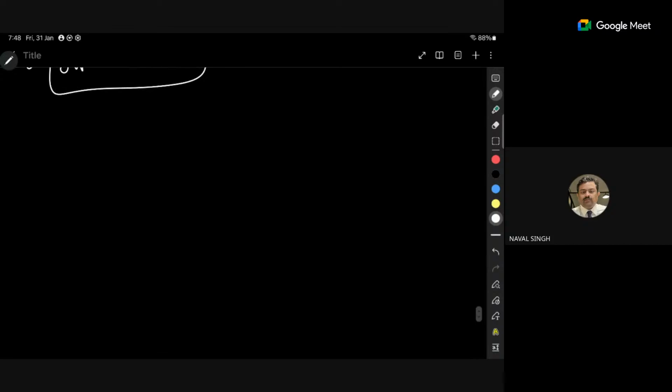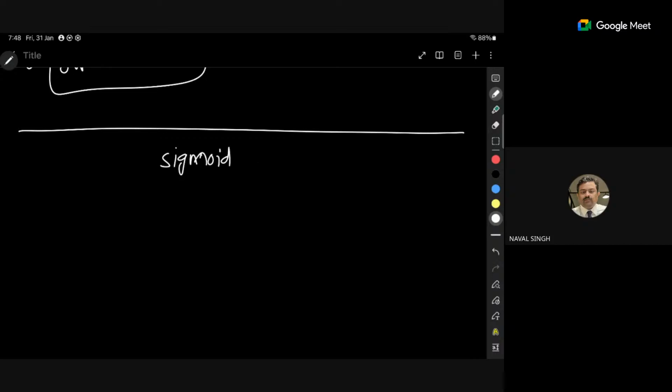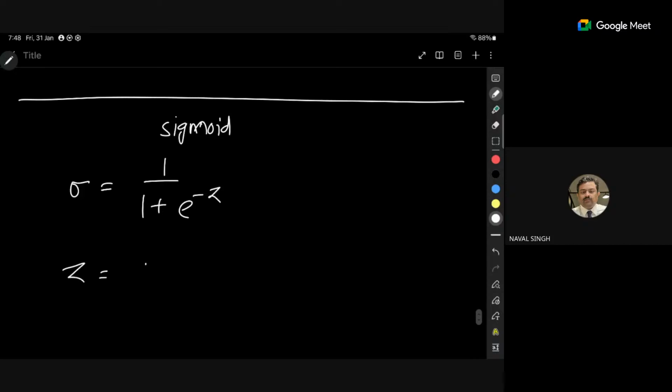Now let's say I use a sigmoid function, logistic sigmoid, where x I give, right? So let's do it for 1 by 1 plus e power minus z. So z you can say is w transpose x plus b. Okay, so this is that.